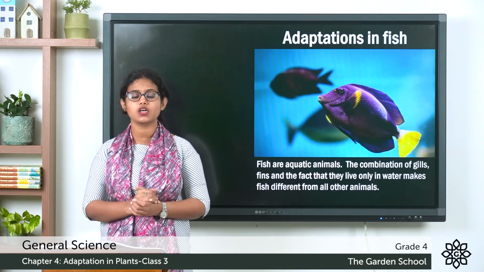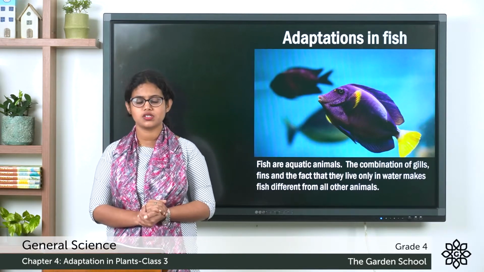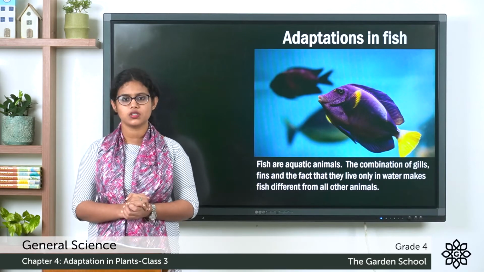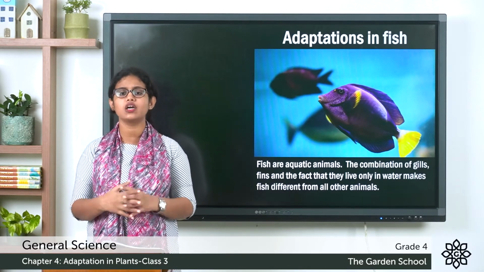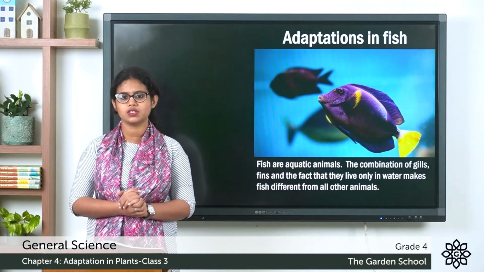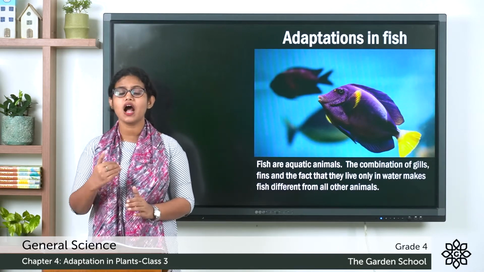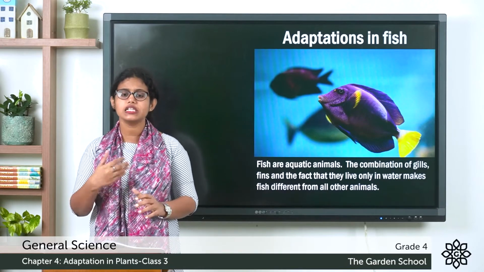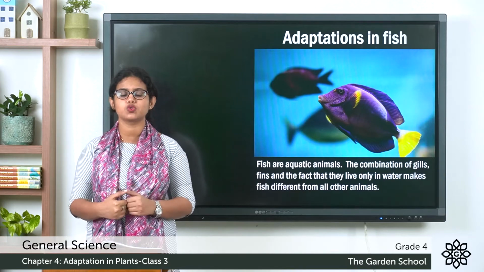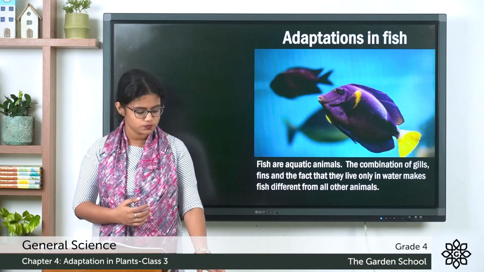So, we all know that fish are aquatic animals. So, what are aquatic animals? Animals that live in water. These fish have some body features that help them to survive in water, that make them different from other animals. So, let's discuss the body features of these fish that help them to live in water.